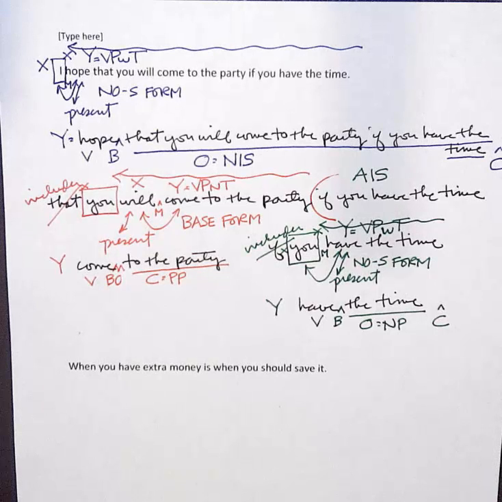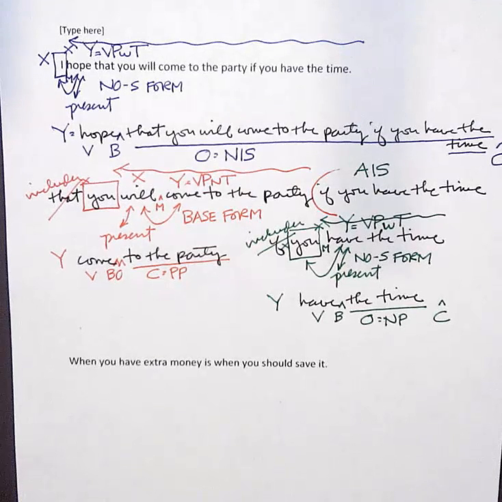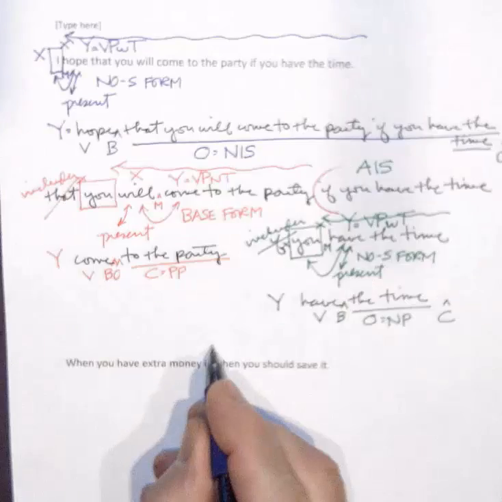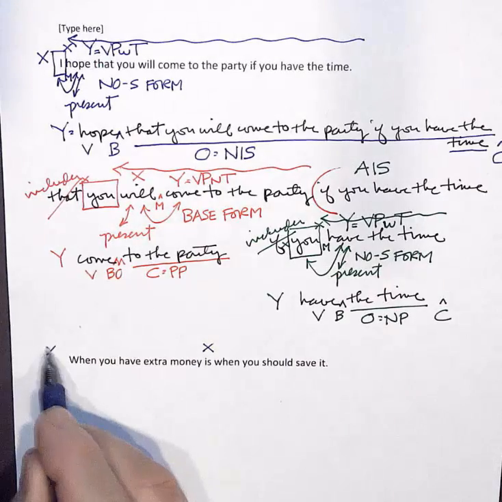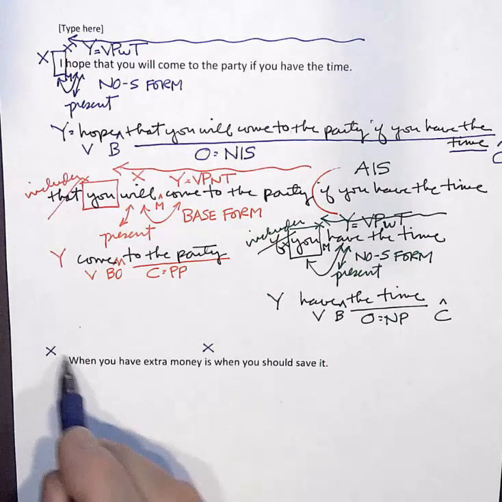Okay. Now here's an interesting sentence. When you have extra money is when you should save it. So are there any shifters? No. And let's take a look what we have here. We have the X word is. When you have extra money when you should save it? Yes.